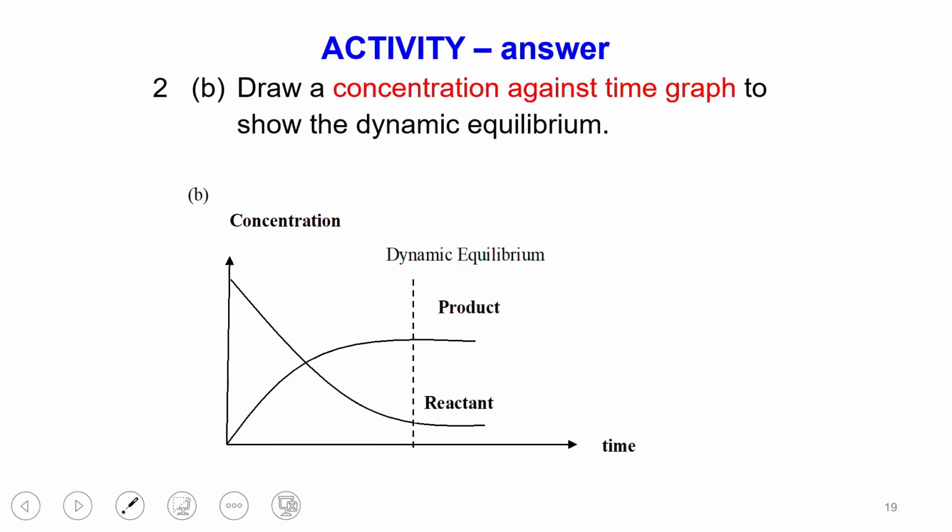So we have concentration versus time. So initially no product is formed, so zero product. So after a certain time, the product will increase. Okay, initially we have a lot of reactant, so after a certain time the reactant will decrease. At a certain time, okay, for example at this dashed line, the concentration of product and reactant is constant. Okay, meaning the line has become flat.